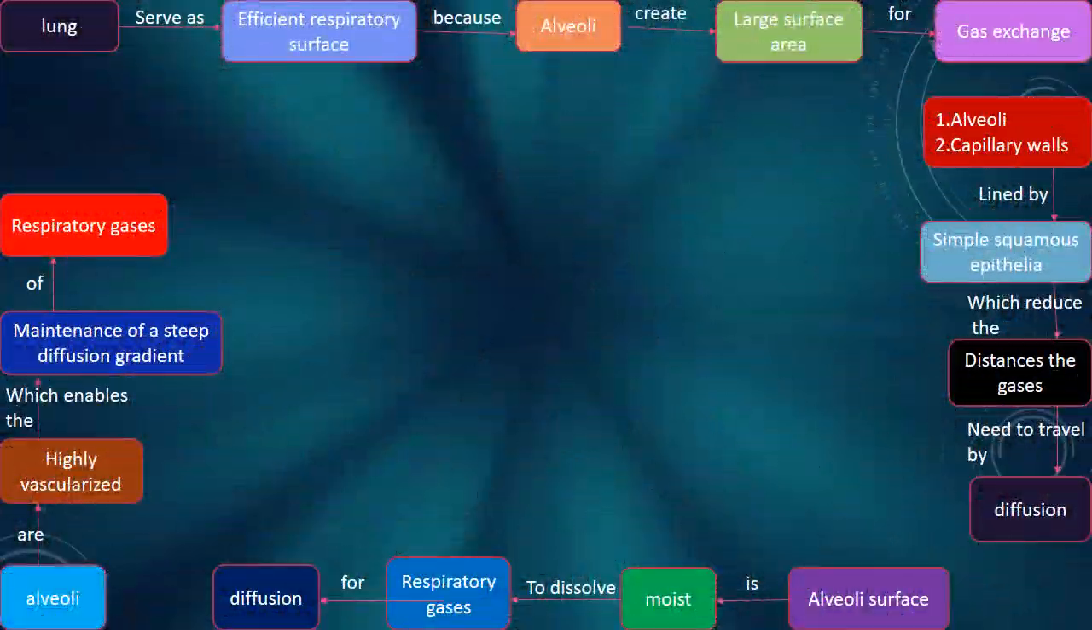Lungs serve as an efficient respiratory surface because the alveoli create a large surface area for gas exchange. Alveolar capillary walls are lined by simple squamous epithelium, which reduces the distance the gases need to travel by diffusion. The alveolar surface is moist to dissolve respiratory gases for diffusion. Alveoli are highly vascularized, which enables the maintenance of a steep diffusion gradient of respiratory gases.